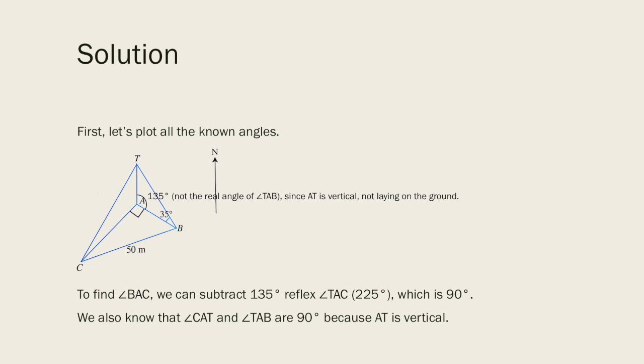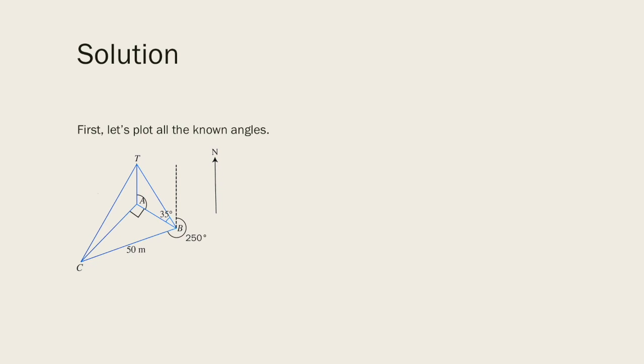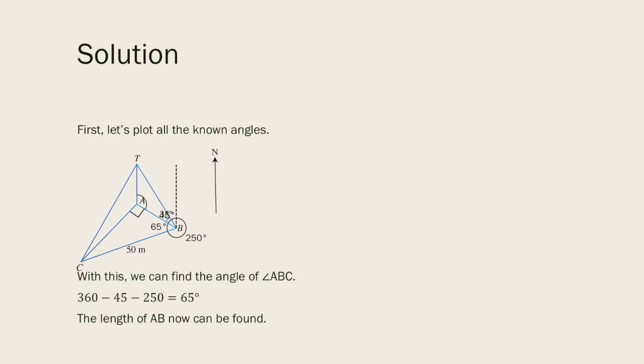We also know that the bearing of C from B is 250 degrees, so we are going to draw an imaginary line, and this angle is 250 degrees. Now that we know that BAT is 135 degrees, this angle can be known because TA and the imaginary line are parallel, so the angle of the new line is 180 minus 135, which is 45 degrees. With this, we can now find the angle of ABC, which is 360 minus 45 minus 250, which is equal to 65 degrees. And we can find the length of AB, which is cos 65 equals AB over 50.